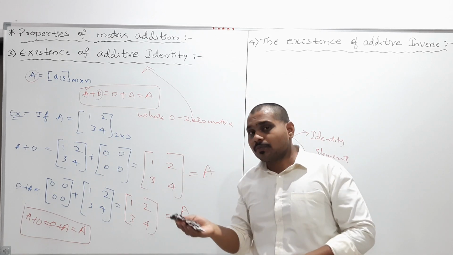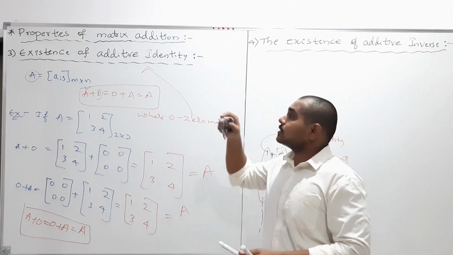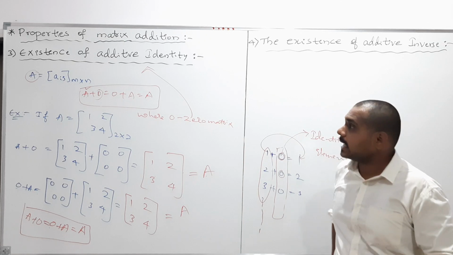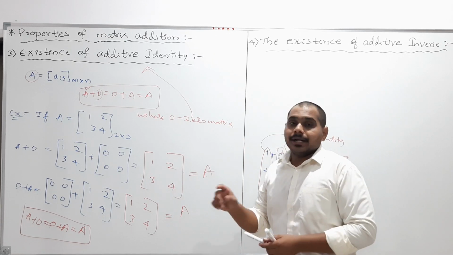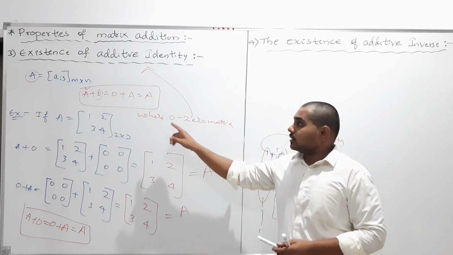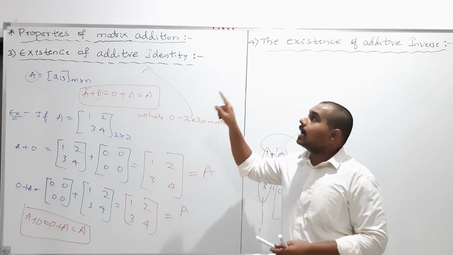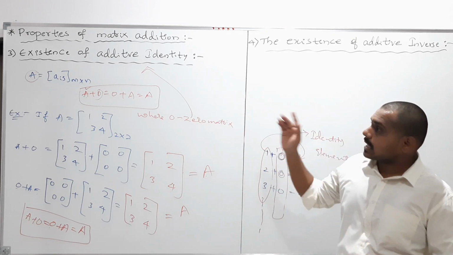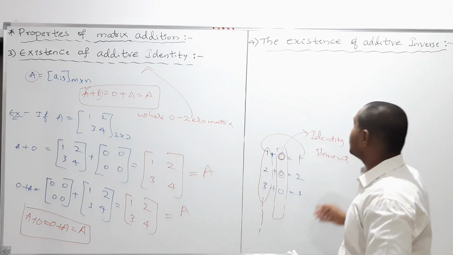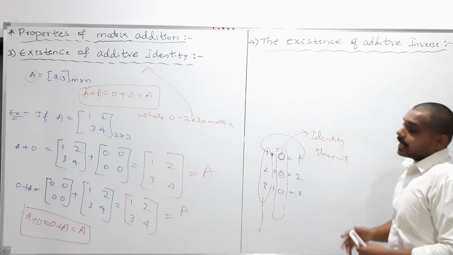If you add with the zero matrix, you are getting the same matrix. So therefore we are telling that existence of additive identity. For any matrix, there exists a zero matrix as the additive identity. So this is the third concept. Next, come to the existence of the additive inverse.